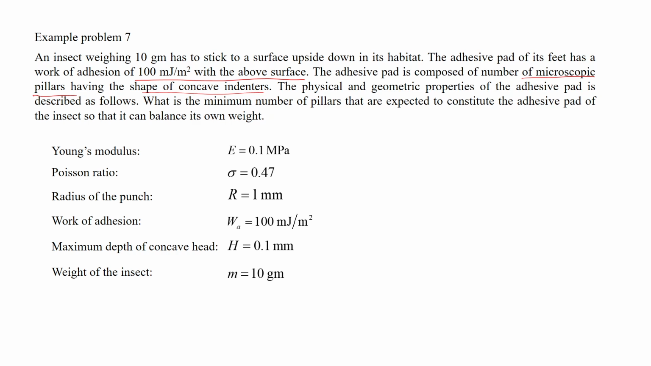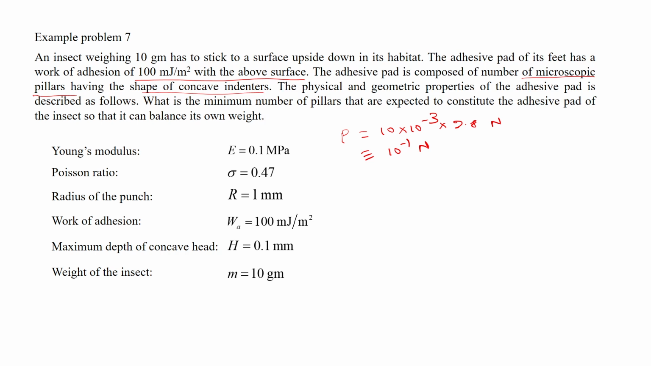What is the minimum number of pillars that are expected to constitute the adhesive pad of the insect, so that it can balance its own weight? So, it needs to balance its own weight. Its own weight P is equal to 10 grams, so 10 into 10 to the power minus 3 kg into 9.81 Newton. This will be equal to about 10 to the power minus 2 into close to about 10 to the power minus 1 Newton. So, 0.1 Newton it needs to hold by using its adhesive pad.